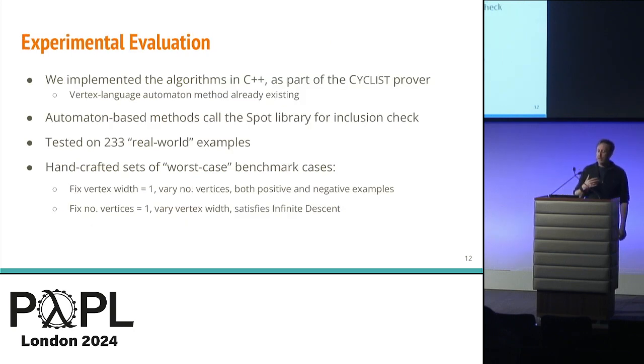In order to evaluate how these algorithms perform in practice, we implemented them in C++ and integrated them within the Cyclist theorem prover. We tested them on a selection of test cases which were already present in the Cyclist framework, and we also handcrafted some examples designed to elicit the worst-case behavior of these algorithms, which fix one of the parameters and then vary the other, testing on both positive and negative examples.